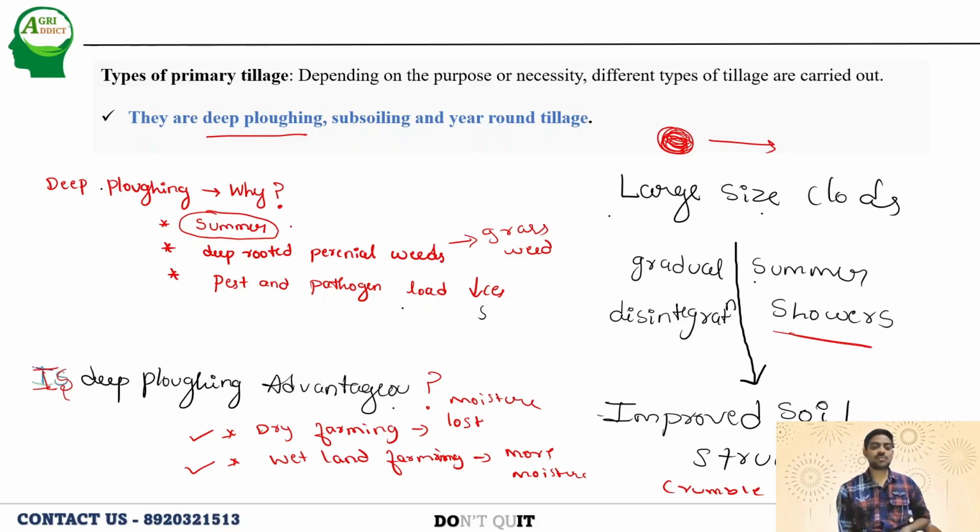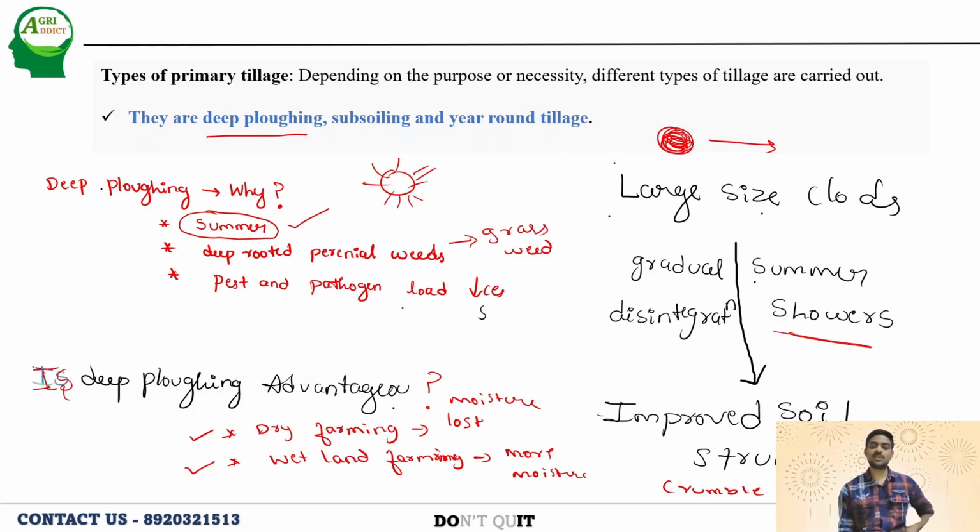Again, when deep plowing is performed, usually in the summer, what are the two major objectives? One is obviously seedbed preparation. Other than that, it is to kill the deep-rooted perennial weeds like cynodon, grass weed, and the pest and pathogen load should be decreased. See, when deep plowing is done, the soil is turned out, the predators and the parasites will come up, especially the birds will come and eat the larvae, and some pathogens will be killed because of solar radiation.